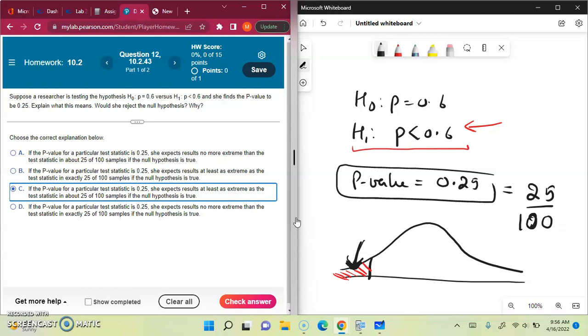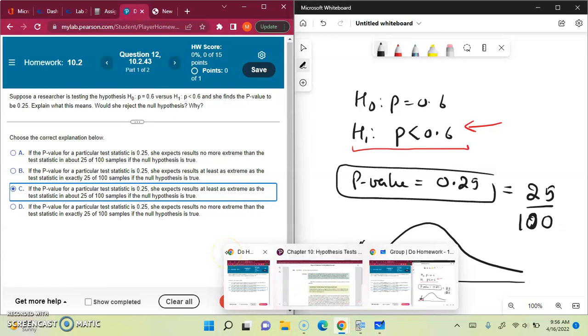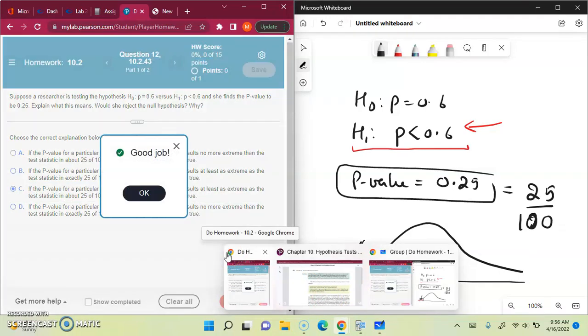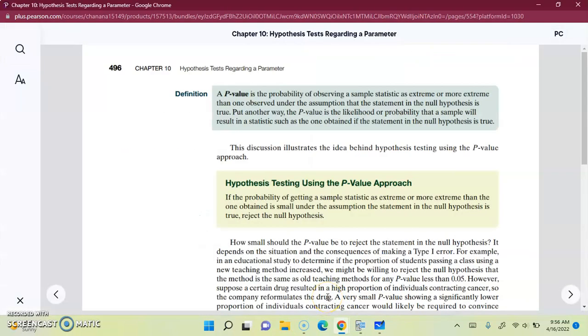So let's check our answer. That is true. I want you to read this definition. It gives you clarity. A p-value is the probability of observing a sample statistic as extreme or more extreme. Now, what does extreme mean in this case? Extreme means to be in the tail, right? So if you have a left tail test, it should be in the left tail. If it is a right tail test, it should be in the right tail. Or if it is a two tail test, then the two tails are the extremes.